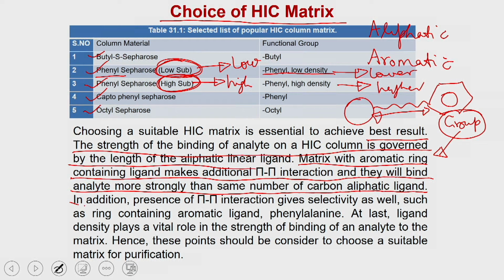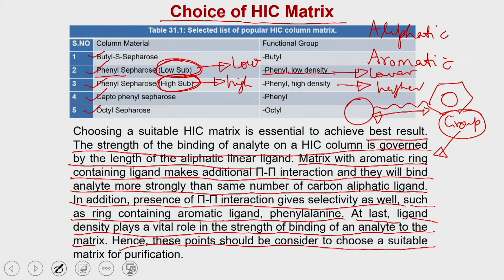In addition, the presence of pi-pi interaction gives selectivity as well, such as with ring-containing aromatic ligands like phenylalanine. Lastly, the ligand and its density play a pivotal role in the strength of binding of an analyte to the matrix. Hence, these points should be considered to choose a suitable matrix for purification.